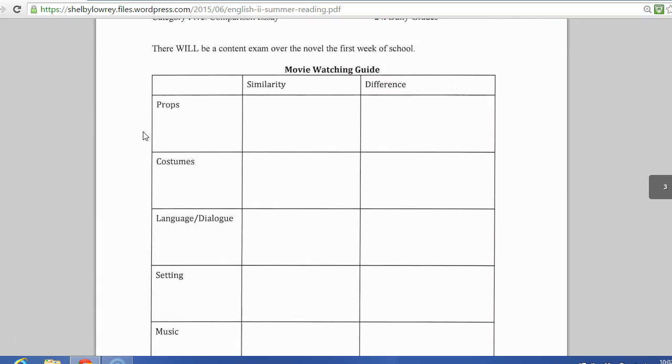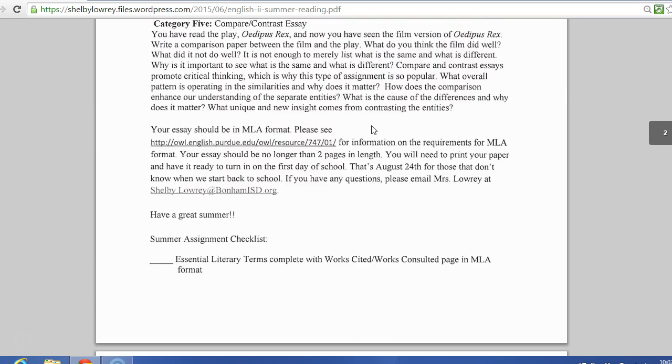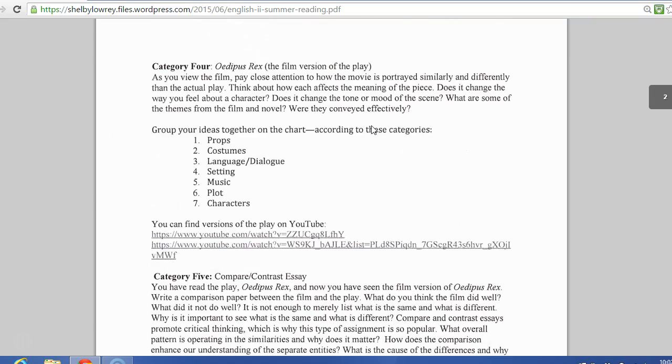It's there. You don't have to use a specific one. You can make your own on notebook paper or whatever. I just wanted to provide this for you. But definitely take notes over the play itself, the written piece, and the film version.